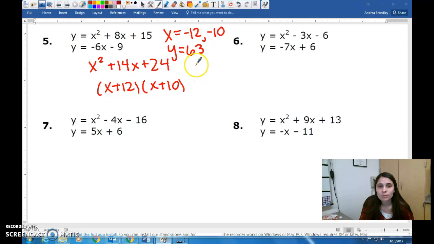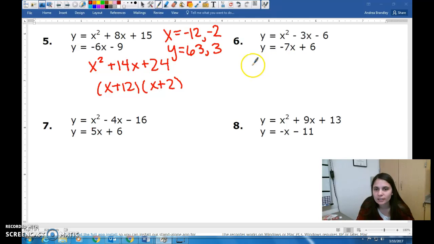Oh, I am going far too fast because I just factored this wrong. This should be 12 and 2, not 12 and 10. So 12 times 2 is 24, and 12 plus 2 is 14. My mistake. So this should be a negative 2, not a negative 10. So then when I plug a negative 2 in, I have 12 minus 9, which is 3.